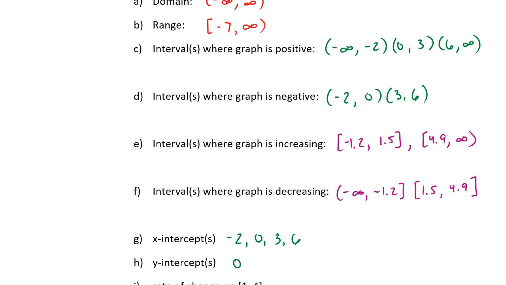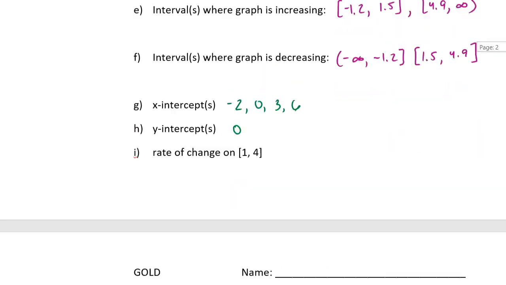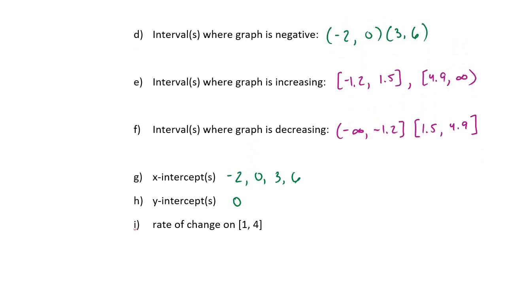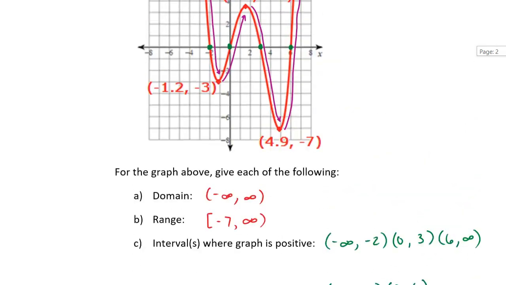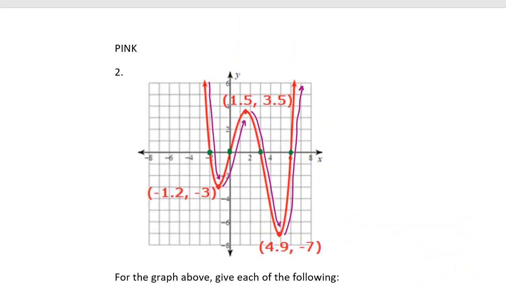Now we're going to find the rate of change, this time from 1 to 4. So where x is 1 to where x is 4. So we want to figure out what those coordinates are. So we see that where x is 1, y is 3. We see where x is 4, y is, looks like negative 5. So we're going to use those 2 points. So 1, 3 to 4, negative 5.